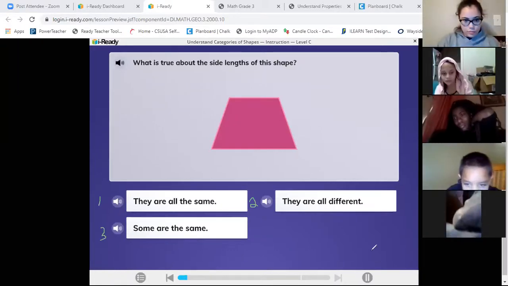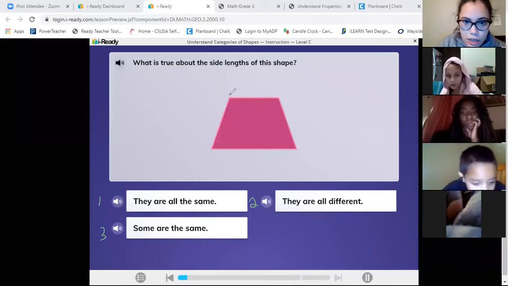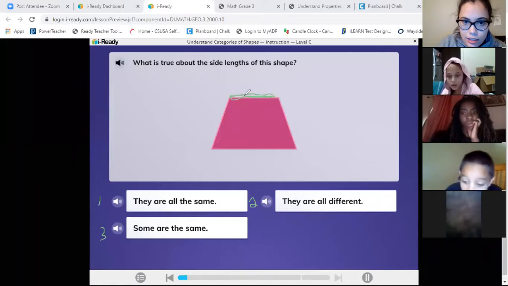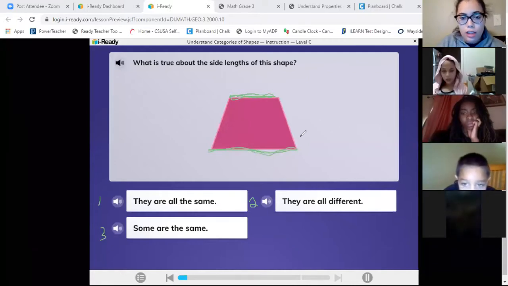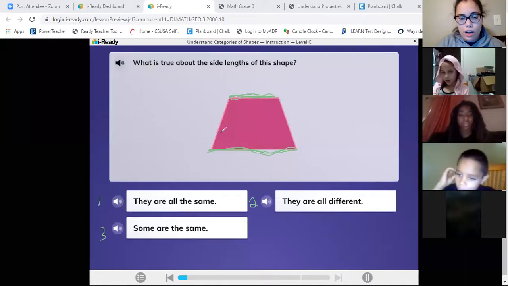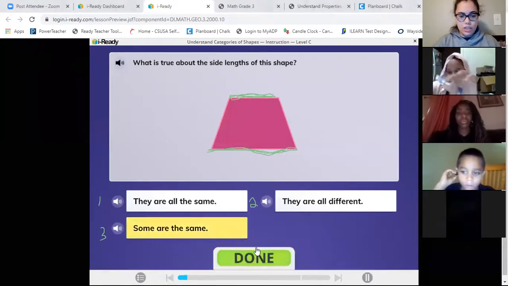Okay. So if I said they were all the same, well, do you kind of notice how right here, this line is a little shorter than this line down here? So they're not all the same. However, these 2 right here are the same size. So it was 3. Some are the same size. Let's check.